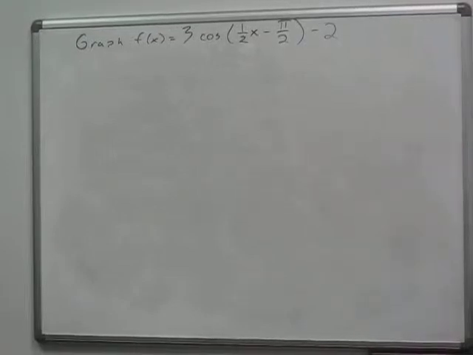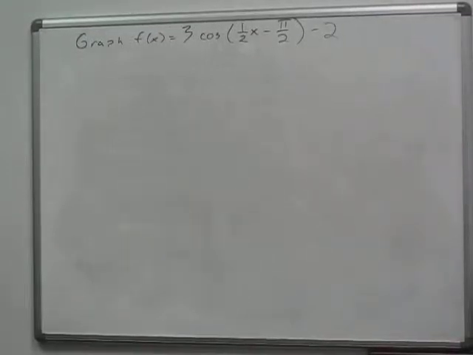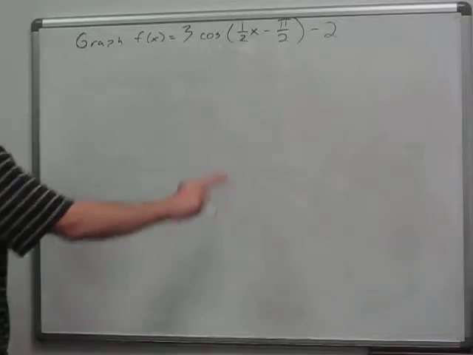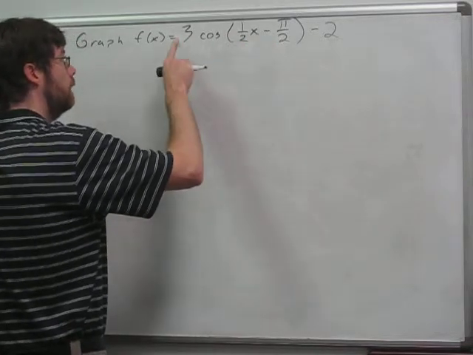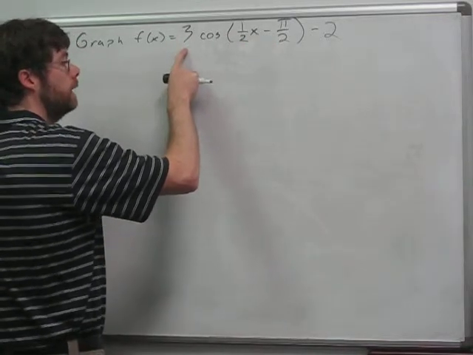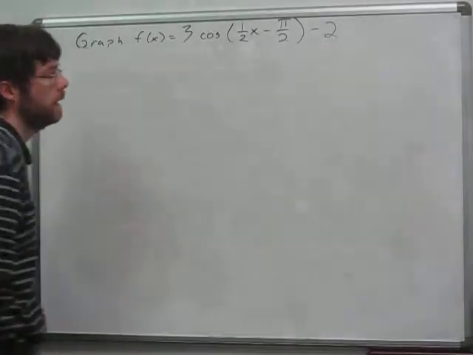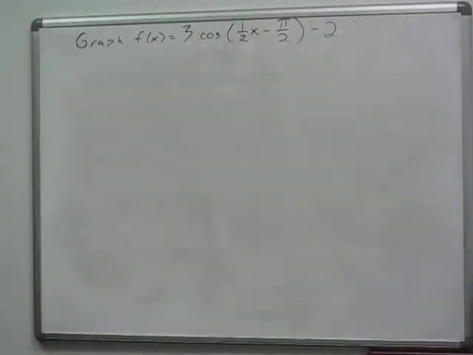Alright, in this video, let's put together all the pieces of information that we've accumulated over our series on graphing the sine and the cosine function. For this function, we have a change in period, we have a phase shift, we have an amplitude of 3, and we have a vertical shift down 2 units. So we have all of the elements in the graph of this function.